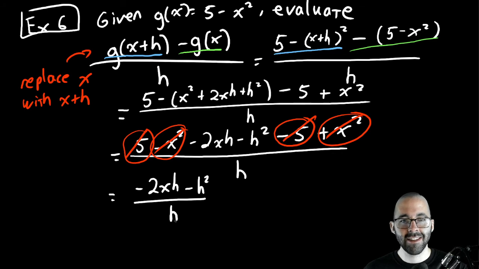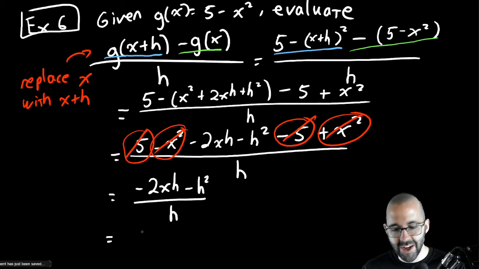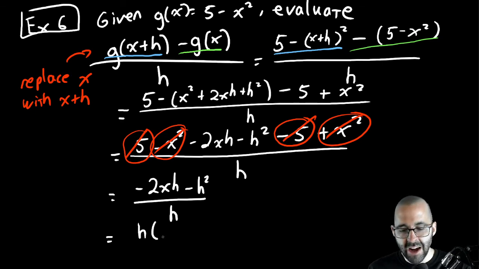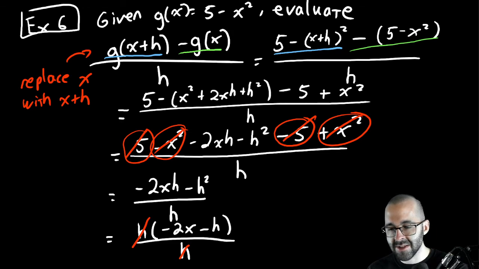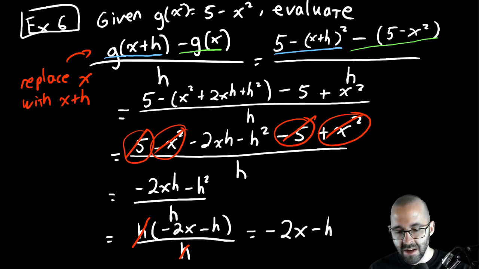Everything's got an h. We can factor out an h and cancel. Let's factor out a negative h even. No, let's not. Let's just factor out an h. You could though. So if we factor out an h, what's left over? Well, a negative 2x is left over from the first one, and a minus h is left over from the second one. There's still that h on the bottom, and once it's factored, now we could cancel. So this whole nightmare that we started with is actually just negative 2x minus h.